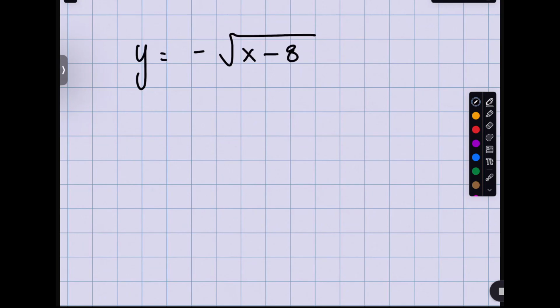I do. I only get one y value. Put any x in there. Okay. What do I get? I get only one y value, don't I? So it is a function.